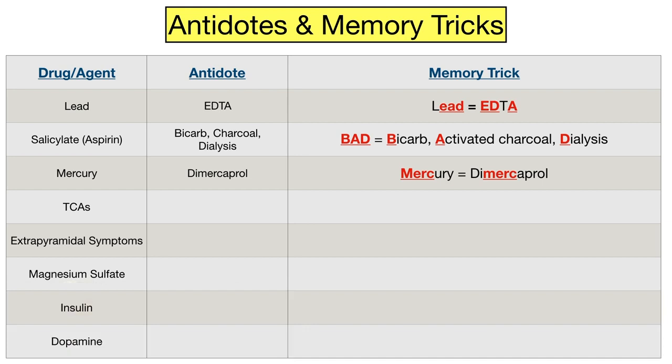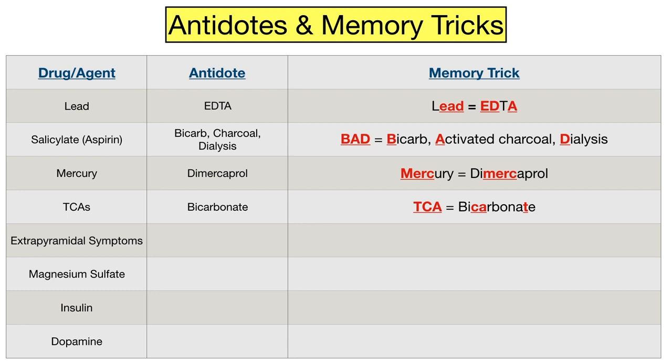Moving on to TCAs, which are a class of antidepressants called tricyclic antidepressants. The treatment for TCA overdose is sodium bicarbonate. This can be remembered because the letters TCA appear in the word bicarbonate. Just a reminder that TCA overdose can cause EKG changes such as widened QRS complexes due to the sodium channel blockade. This is one of the reasons why sodium bicarbonate is indicated.